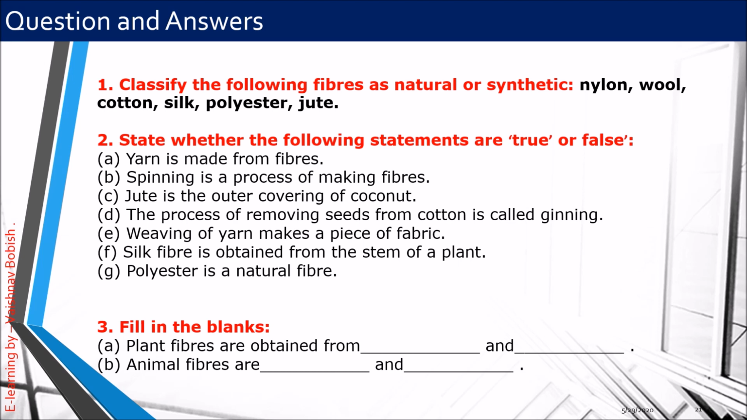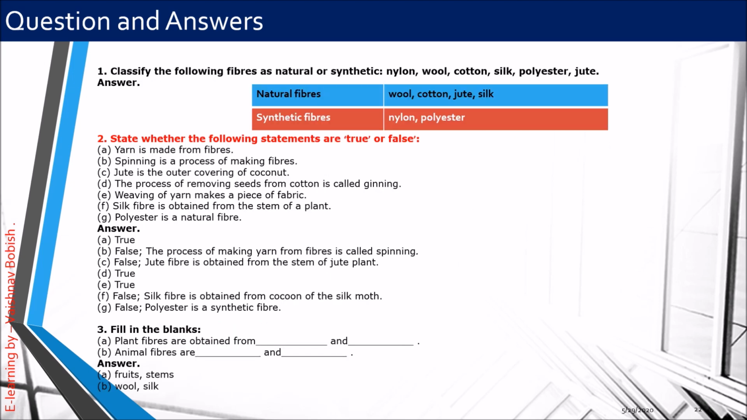Third question, fill in the blank. Plant fibers are obtained from dash and dash. Animal fibers are dash and dash. Now the answers are: the first answer is wool, cotton, jute, silk. Synthetic fibers are nylon and polyester.